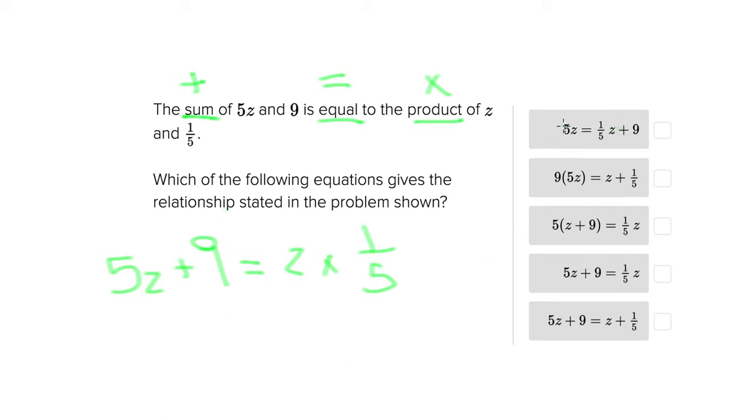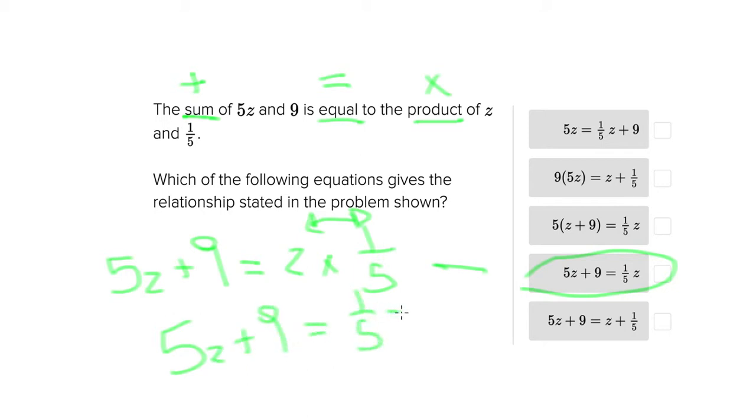So 5z equals 1/5 z plus 9 is not it. That doesn't look like it. This one doesn't look like it very much. And then all of a sudden you see that this answer choice here matches this exactly. The only difference is that 1/5 and z are switched, but when you're multiplying, the order doesn't matter. So this is the exact same as saying 5z plus 9 equals 1/5 z.